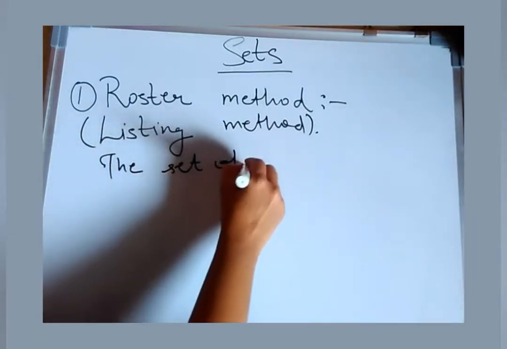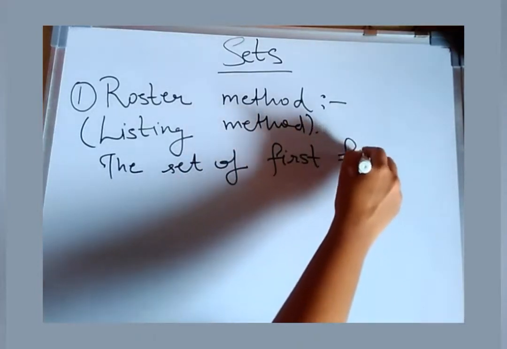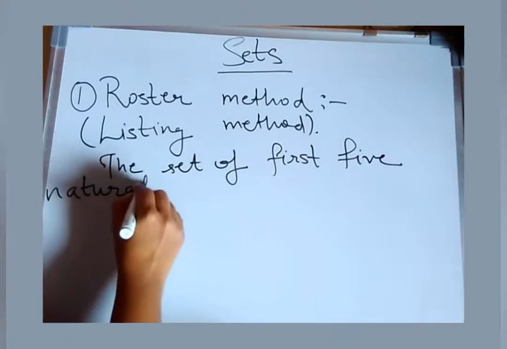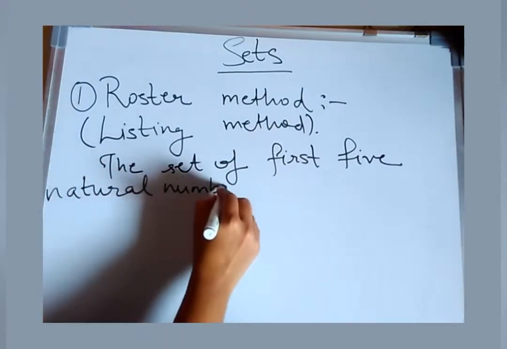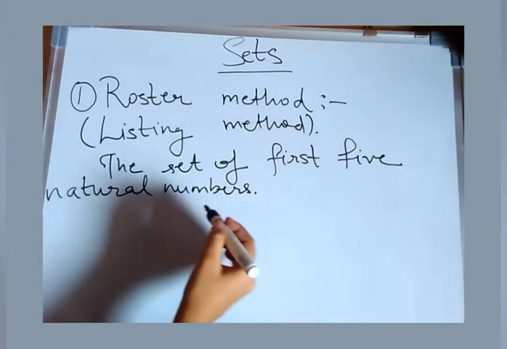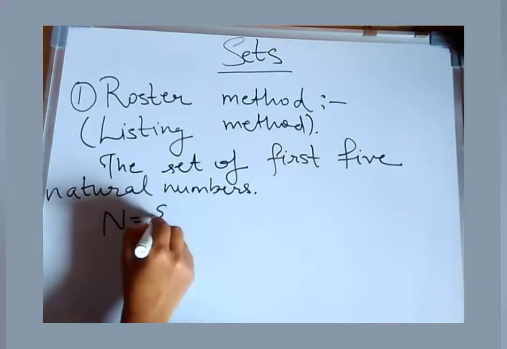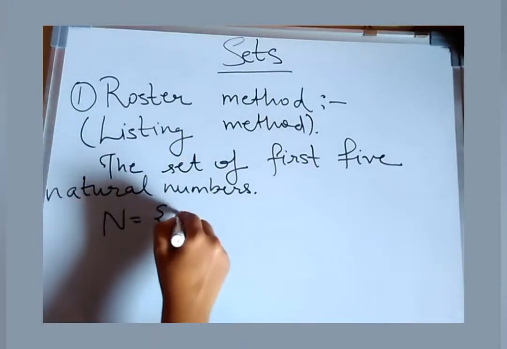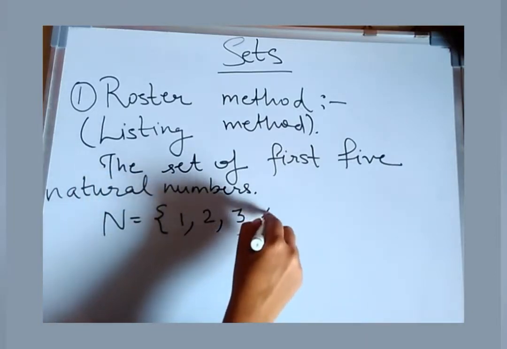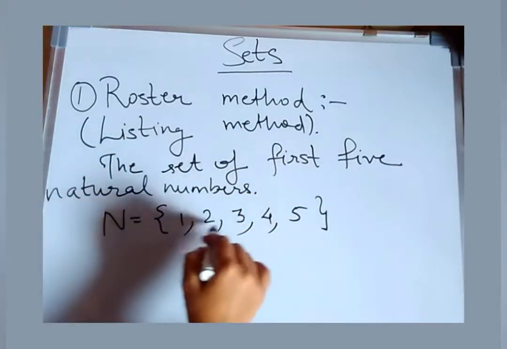Here, consider the set of first 5 natural numbers. What are the first 5 natural numbers? In the listing method, we just list out the elements. Which are the first 5 natural numbers? 1, 2, 3, 4 and 5. So we have just listed the elements.